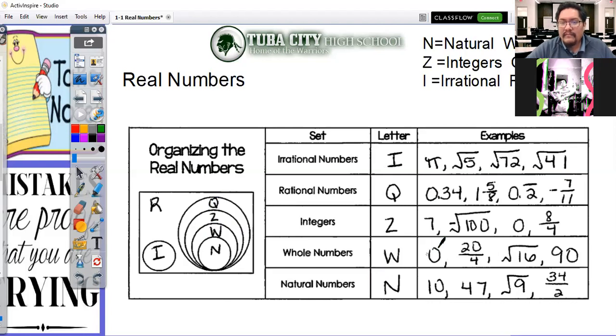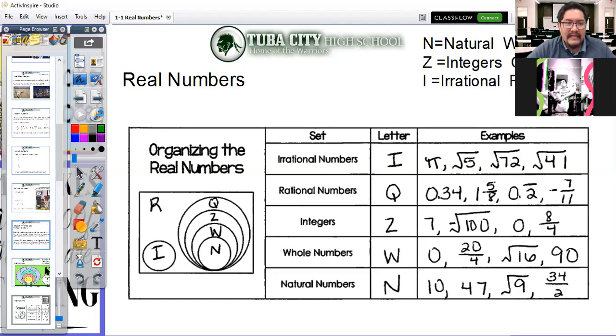So again, a whole number, like for instance, let's go with 90. This is a pretty easy one to go with. So 90 is an integer. It is also a rational number because we can write it as a fraction of 90 over 1 or 90.0. And in this case, it can't really be an irrational number because if you look at the diagram, irrational numbers are on their own little circle outside the rest of the diagram. So be careful. Some of these don't always go exactly together.